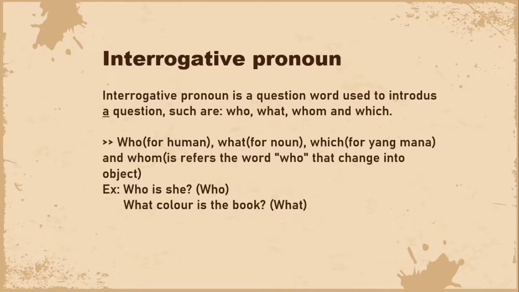And for the next is interrogative pronoun. Interrogative pronoun is a question word used to introduce a question, such as who, what, whom, and which. Who is for a human, what for noun, which untuk yang mana, and whom refers to the word who that changes into object, so it becomes whom. For example, for the word who, who is she? And for the word what, what color is the book?